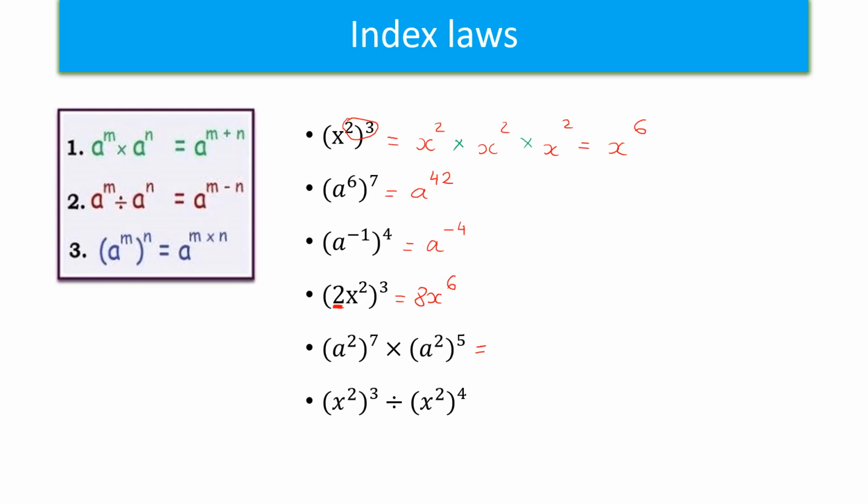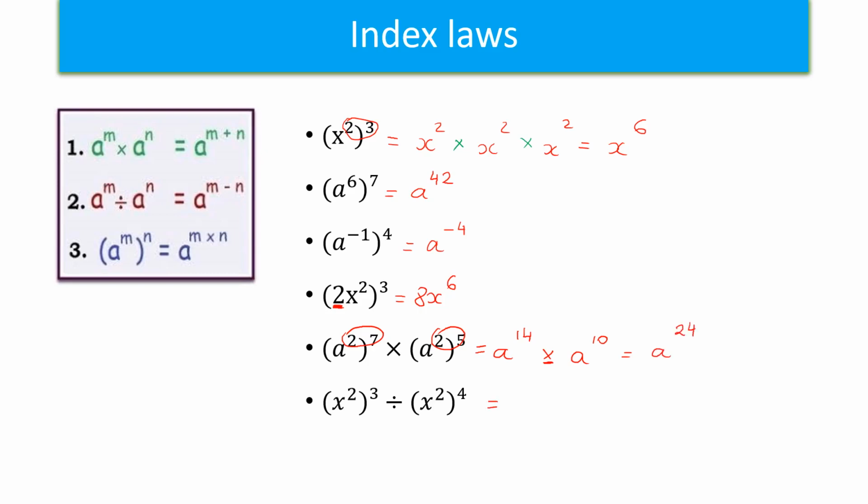Now this example can be done in 2 steps. First I'm going to multiply the powers, so it's a to the power of 14 times a to the power of 10. Now I've got multiplication, so I need to add the powers, so that's a to the power of 24.